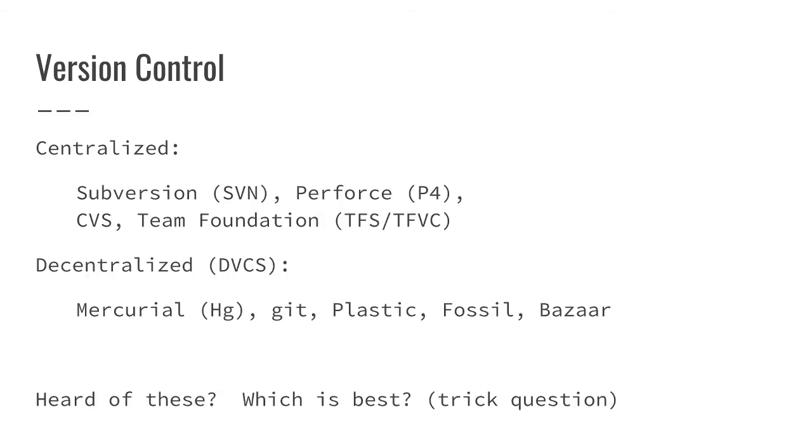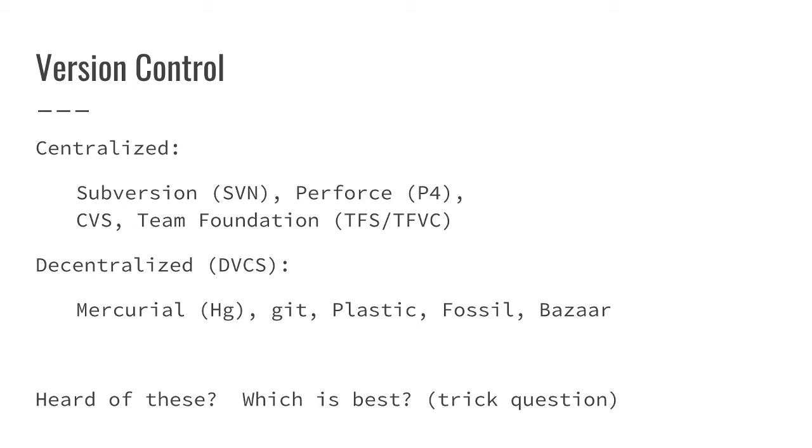There are a bunch of different types of version control out there. A bunch of people have made different software to help you out. There's two main kinds, centralized and decentralized. Centralized tend to be older, but there are still some in common use.